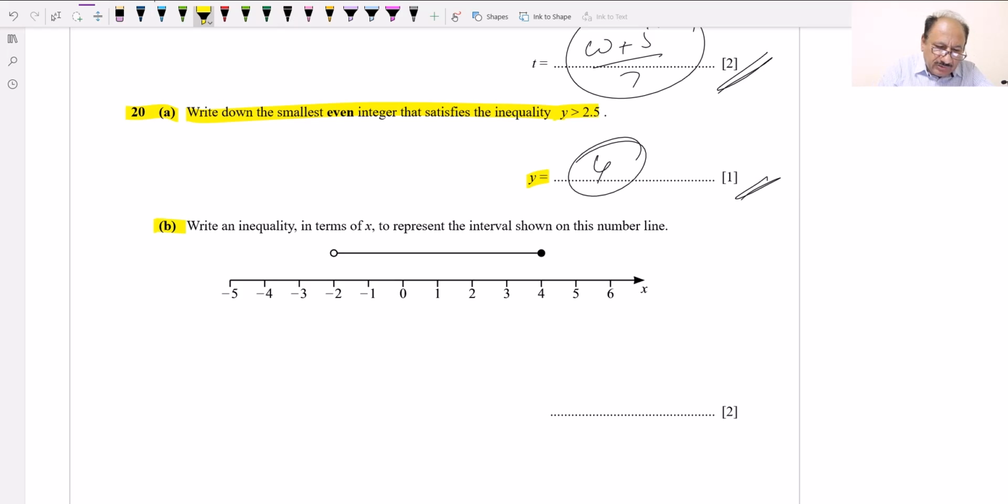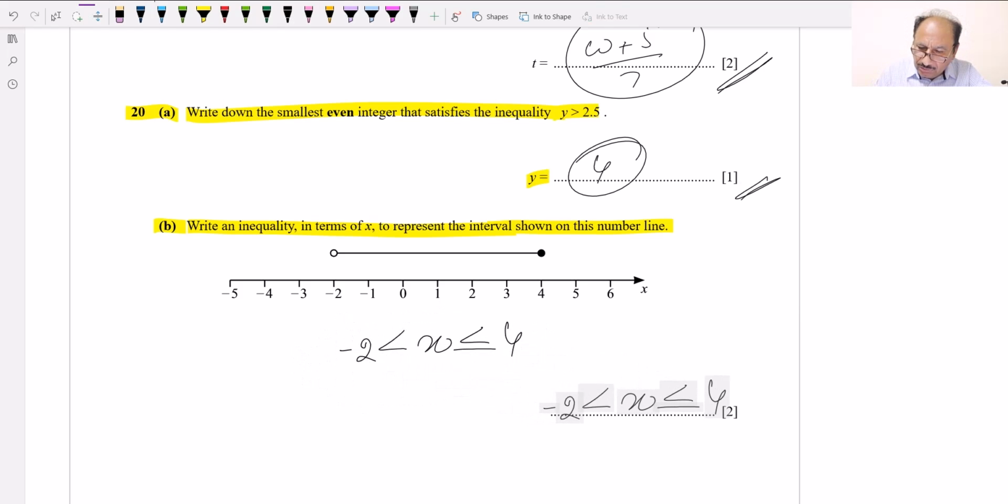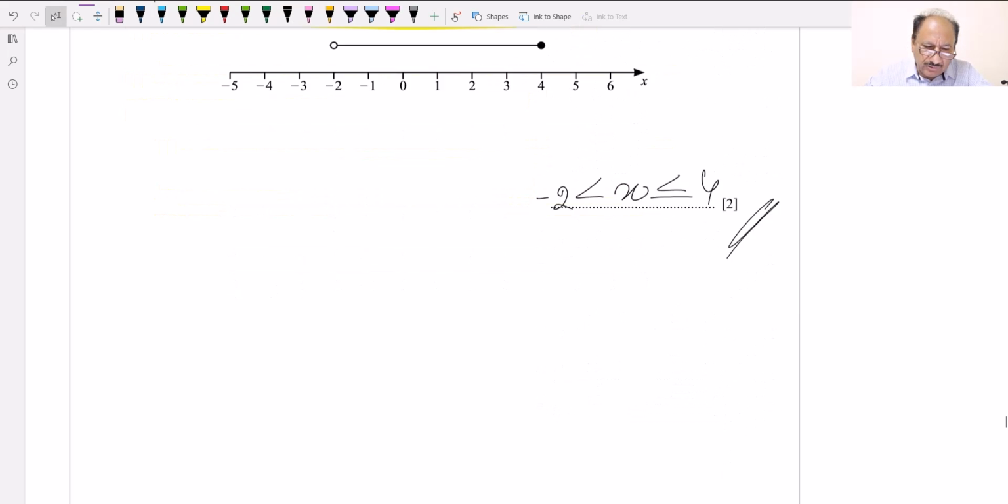And part b says, write the inequality in terms of x to represent the interval shown on this number line. So x will be greater than, on this side it is blank, so we write -2, and less than or equal to, because this one is filled, so it will be 4. And we can write our answer over here. This is basically a 2 mark question, which is done.